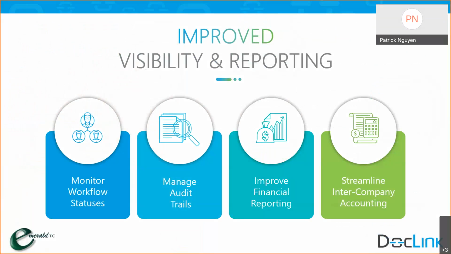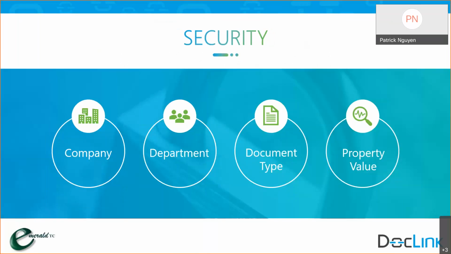At the end of the day, it's about improving visibility and reporting. Monitoring workflow statuses, where things are at, where approval's at, anything's changed there, things fall behind. You can have escalation procedures, making sure that invoices are approved on time. Managing audit trail. With our audit trail history capability, you'll always have visibility to what happens to any document, not necessarily just an invoice, but any type of document. We have full audit history and audit trail there.